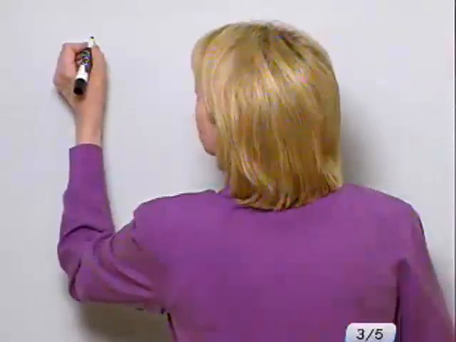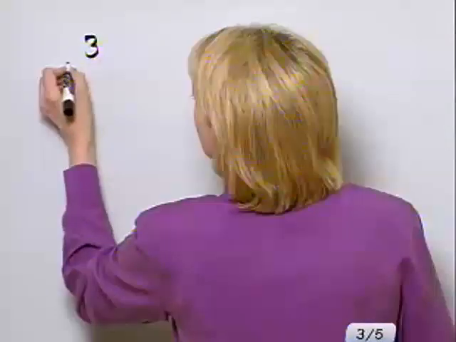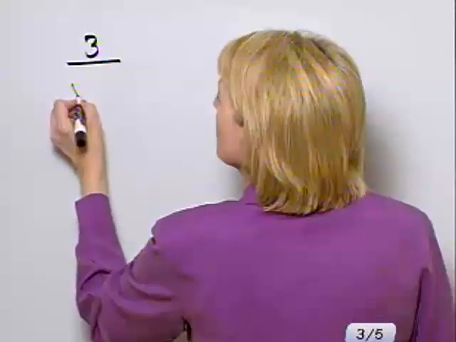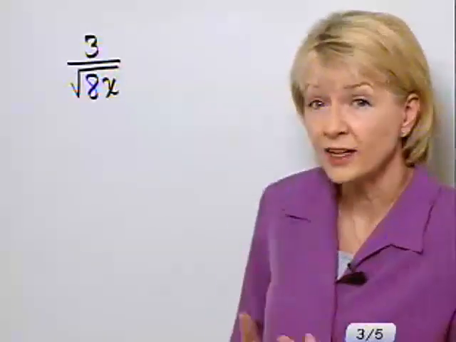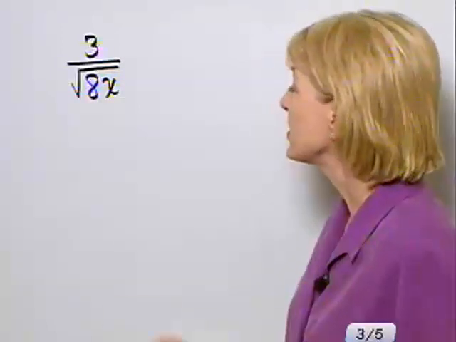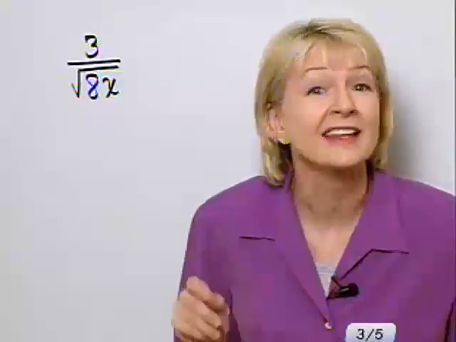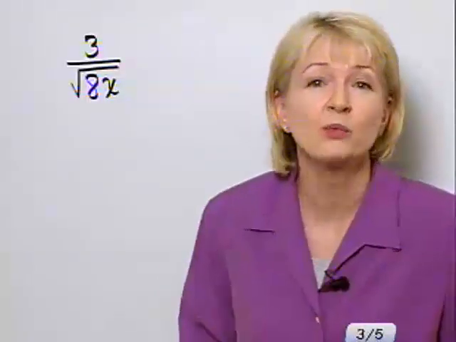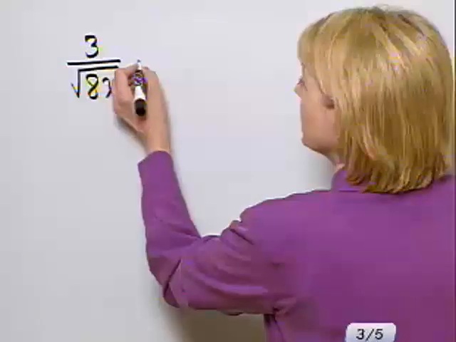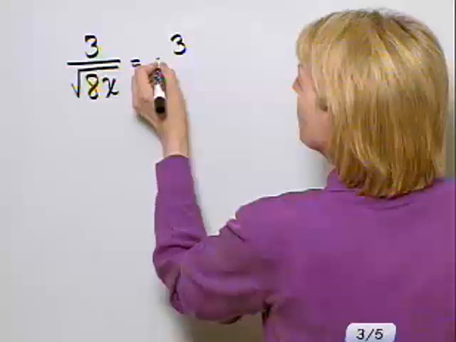Let's suppose we have the expression 3 over the square root of 8x. It's really up to you, but I would suggest that if there's any simplifying that can be done, go ahead and simplify first, then worry about rationalizing. As long as you simplify, it will come out okay either way, but let's go ahead and just concentrate on simplifying.